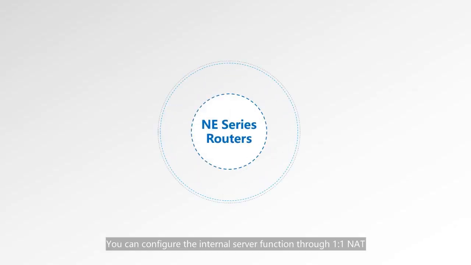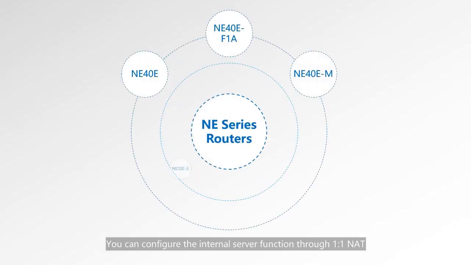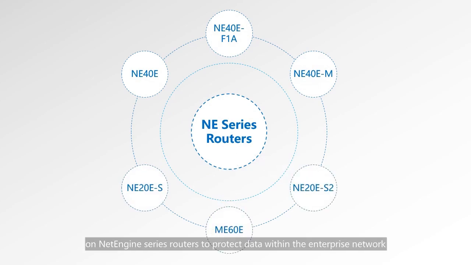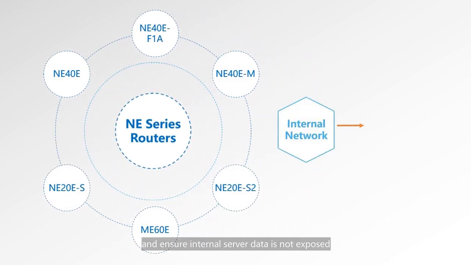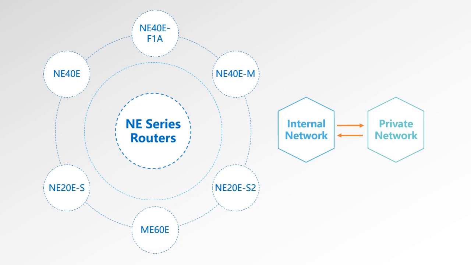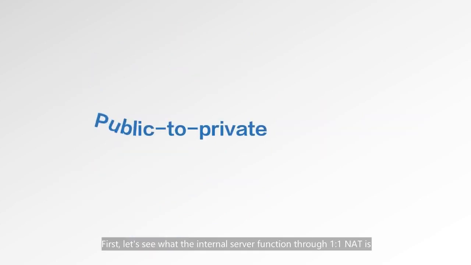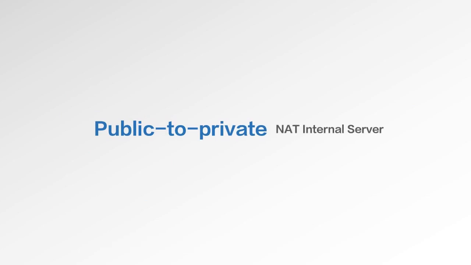You can configure the internal server function through one-to-one NAT and NAT Engine series routers to protect data within the enterprise network and ensure internal server data is not exposed. First, let's see what the internal server function through one-to-one NAT is.